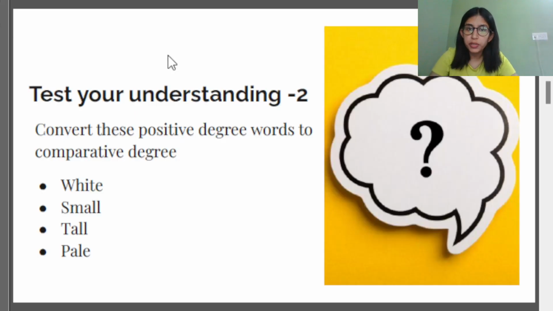Yes. Now you will be giving answers to these questions to test your understanding. You will convert these positive degree words to comparative degrees: white, small, tall, and pale. Now we have two words which are ending with E. What should be added to those towards the end, and what should be added to small and tall? You will be giving your responses in the chat box. I will give you 1 minute to write your responses.